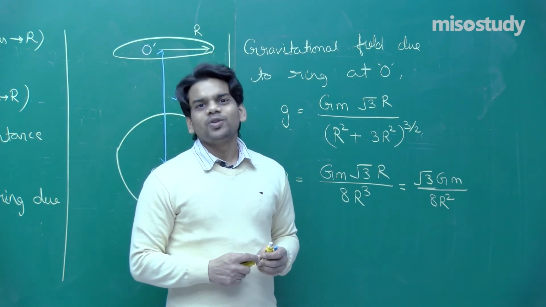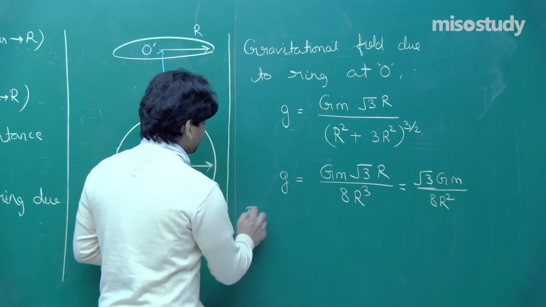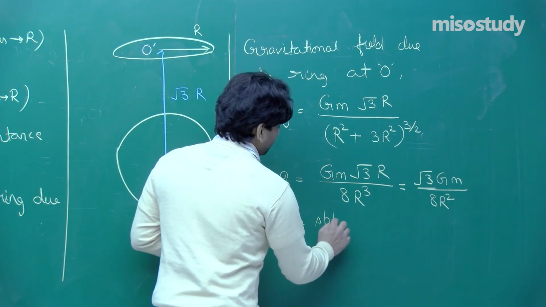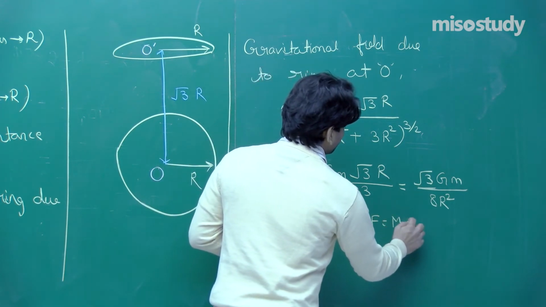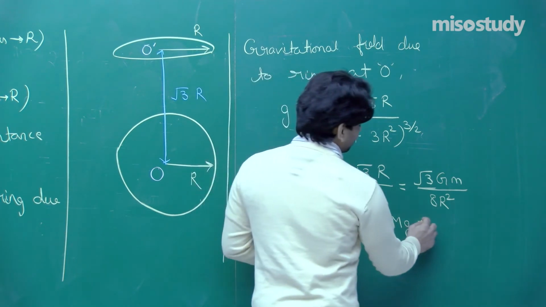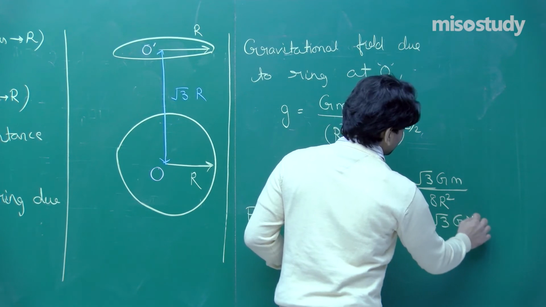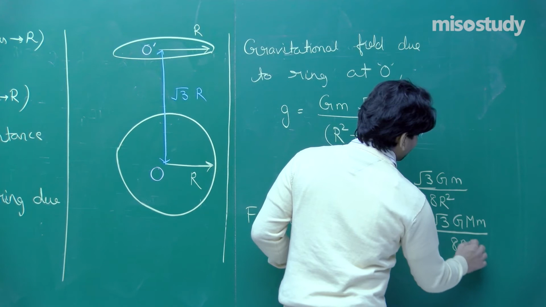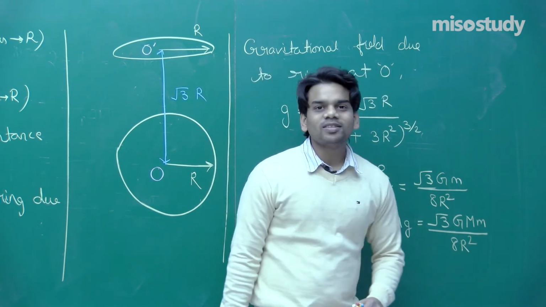So, for the force due to the ring on the sphere, we can treat the entire sphere as kept at its center. So the force on the sphere will be nothing but m into field, that is mg, which will come out to be root 3 G capital M small m divided by 8r whole square. This is what we can show as the force on the sphere due to the ring.